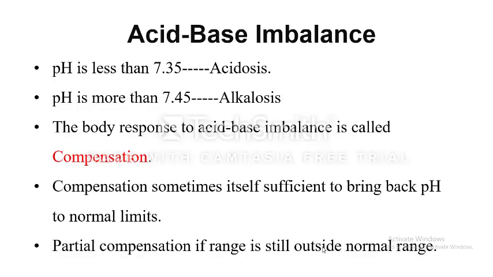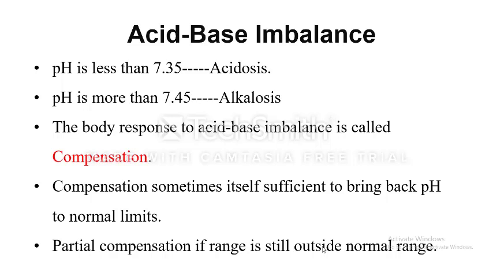Now acid-base imbalance. pH less than 7.35 is acidosis, pH more than 7.45 is alkalosis, as we discussed earlier. Now the body's response to this acid-base imbalance is called compensation. This is the natural defense system that the body responds with at once whenever alkalosis or acidosis takes place. Compensation sometimes is sufficient to bring pH back to normal limits, but sometimes it is not. If the range is still outside the normal range, it is called partial compensation.